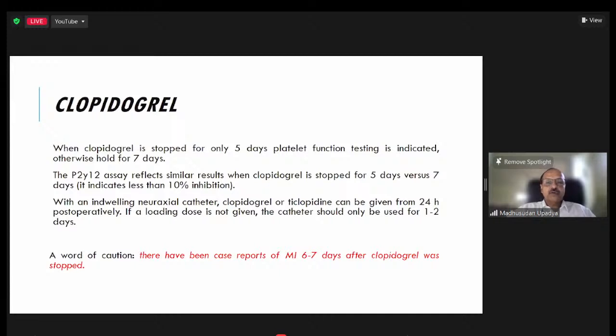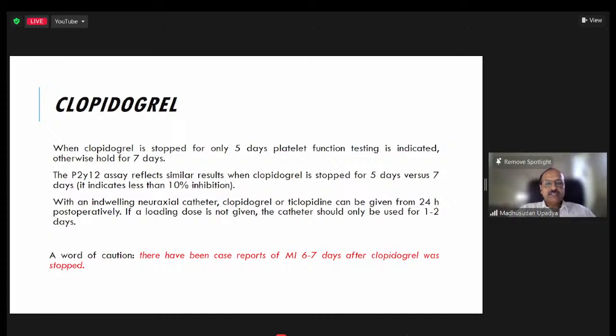When clopidogrel is stopped for only 5 days, the platelet function testing is indicated. You have to look at the qualitative functioning of the platelet. Don't just look at the numbers, because numbers may not change if it is stopped for only 5 days. Otherwise, you hold it for 7 days. And the P2Y12 assay reflects similar results when clopidogrel is stopped for 5 days versus 7 days. It indicates less than 10% of inhibition. And not every hospital or institution can proudly say they do the P2Y12 assay. Therefore, conveniently, you can look at the platelet functions.